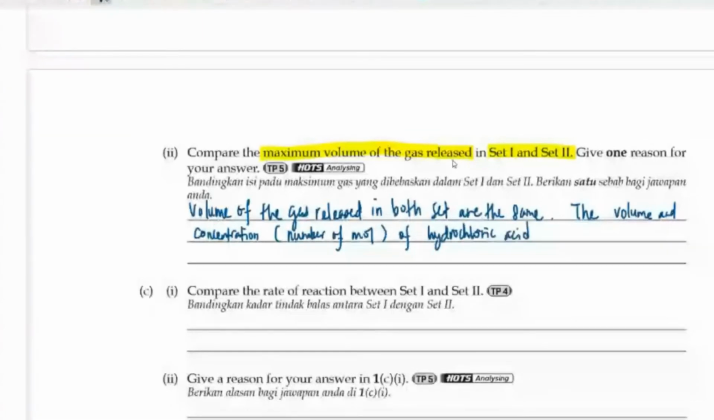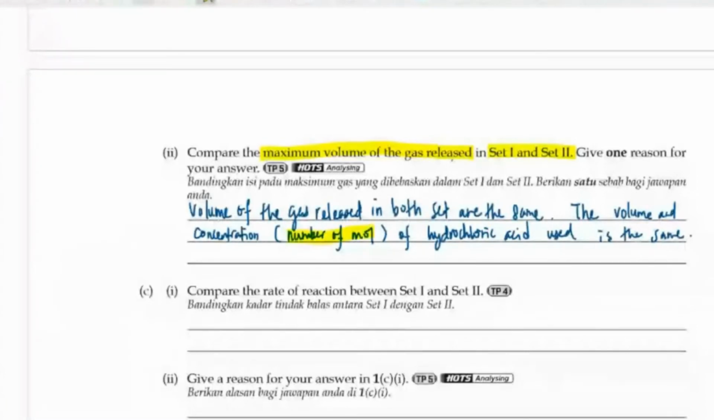Hydrochloric acid use is the same. As long as the number of moles is the same, the volume is definitely the same.